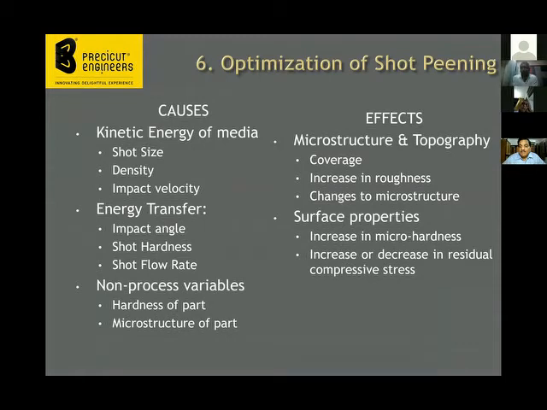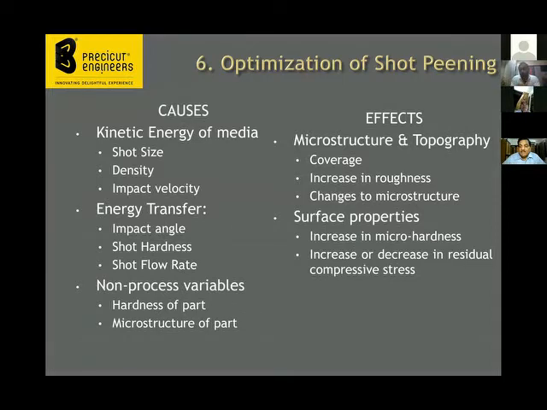Okay, so now we'll briefly talk about the optimization of the process. Here I've just listed the cause and effect parameters. What we are doing is generating kinetic energy and converting that kinetic energy into impact energy. So all the parameters that go into kinetic energy, like the velocity, the mass, the angle of impact, everything is going to affect the shot peening process.